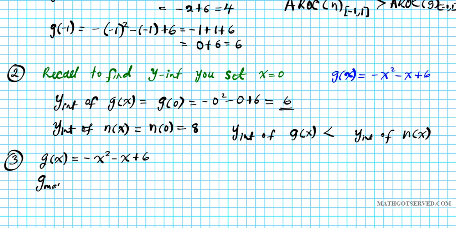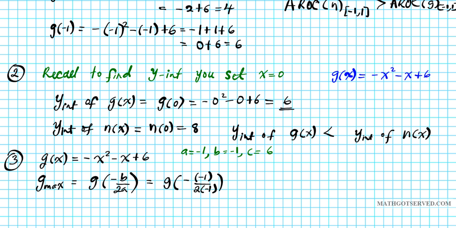G max is basically g evaluated at negative b over 2a. Okay, so that's how you compute the maximum of a quadratic. A is negative 1, b is negative 1, and c is 6. Okay, so g of negative b over 2a is simply g evaluated at negative b, which is negative 1, over 2a, 2 times negative 1, which is the value of a. Okay, all right, let's go ahead and simplify that.